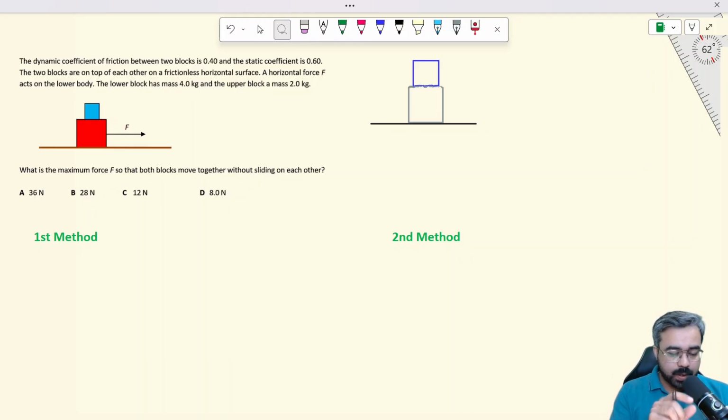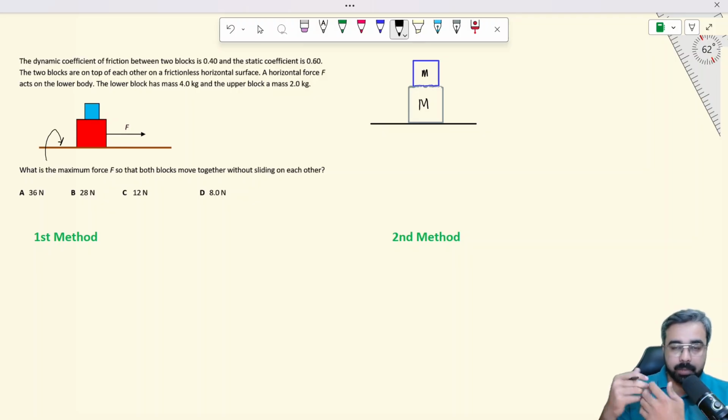Okay. So we see that there are two blocks. One is stacked over the other block. One block has a larger mass, the other block has a smaller mass. And in this question, they say that the surface between the two blocks is not smooth, that is, it is rough. But the surface of the table is frictionless, which means that there will be no force of friction from the table on the bigger block.